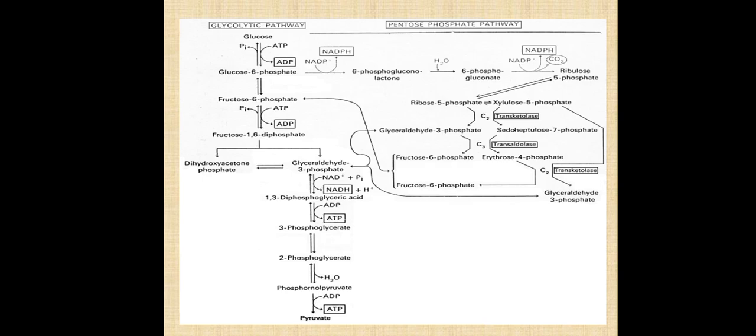Means whenever there is the availability of the phosphofructokinase enzyme, the fructose 6 phosphate may again enter the EMP pathway from the HMP pathway. So due to that, it is also known as the shunt pathway.